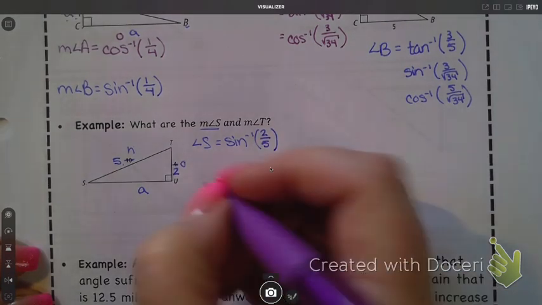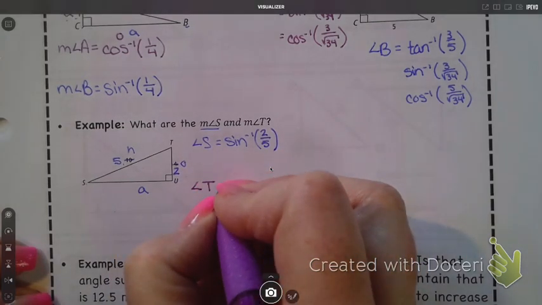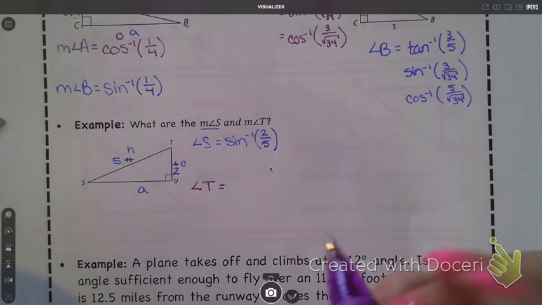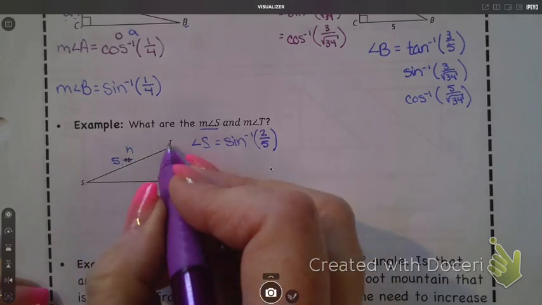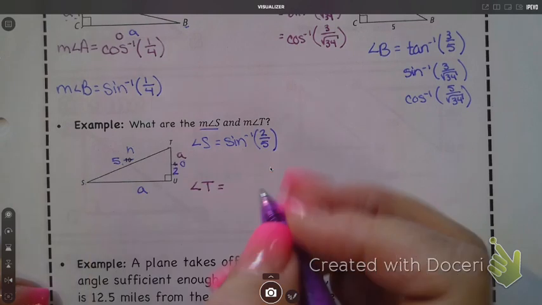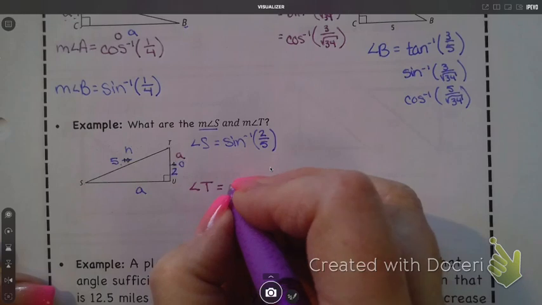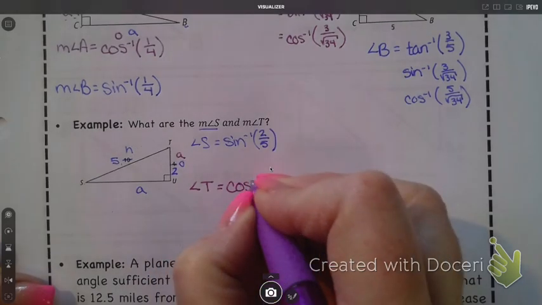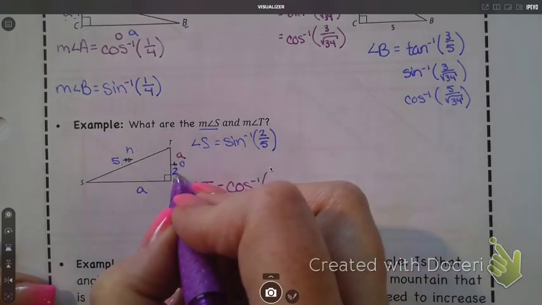Okay, so now we got to do the value of t. And I'm going to tell you on your homework, I'm only asking you for one angle because it gets kind of confusing. So for t, I have not the opposite, but the adjacent and hypotenuse. So what function is that? Cosine. And if I want an angle, I'm going to use the inverse. So inverse cosine of what? 2 over 5.